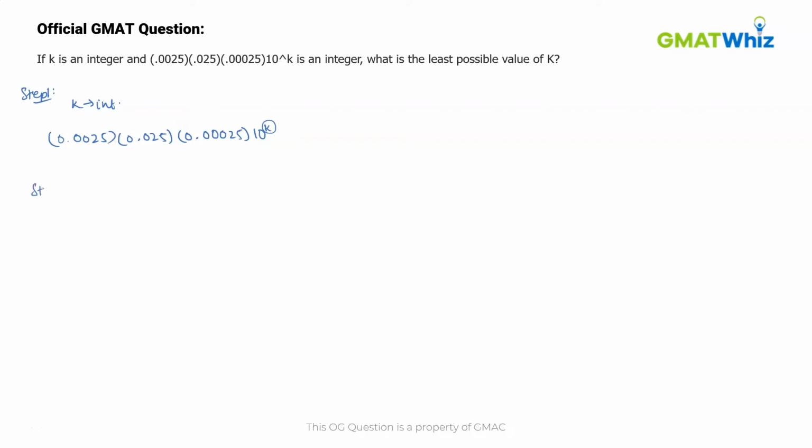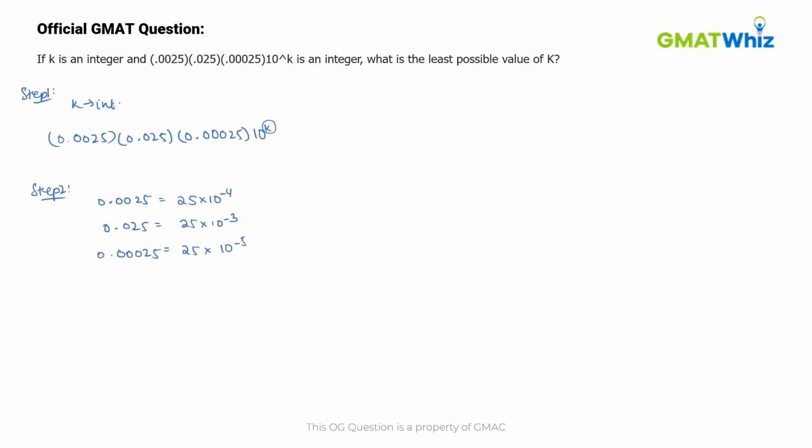We now move on to step 2 and understand how to find the least possible value. Now 0.0025 can be written as 25 multiplied by 10 to the power minus 4, since after the decimal point there are 4 decimal places. Similarly, 0.025 can be written as 25 multiplied by 10 to the power minus 3, and 0.00025 can be written as 25 multiplied by 10 to the power minus 5.